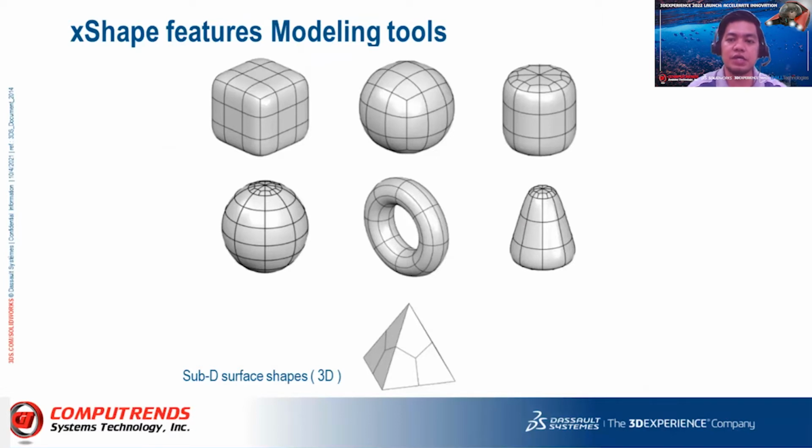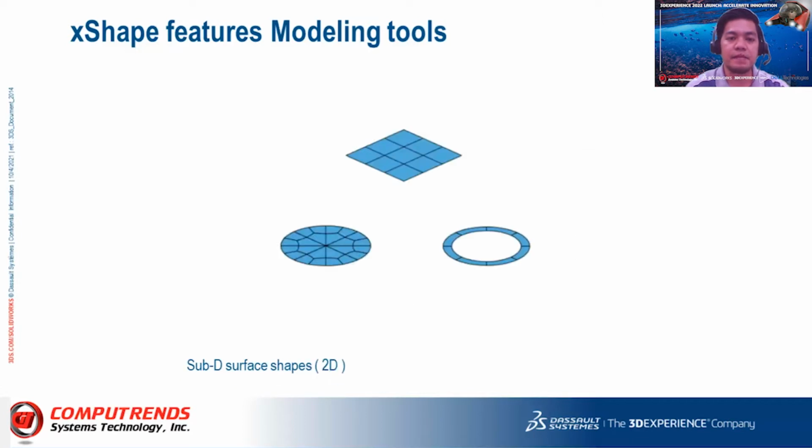So X-Shape offers a large selection of 3D, fully enclosed surfaces like box, quad ball, cylinder, globe, torus, cone, and pyramid. You can also build using 2D primitive subdivision shapes. Here are the flat surfaces like rectangle, disc, and ring. These shapes can be created or edited and combined to form more complex models.